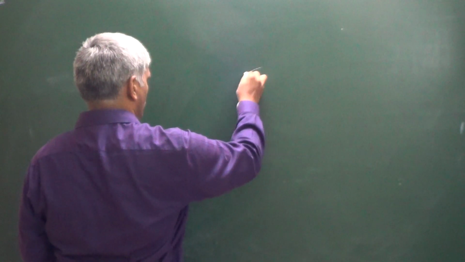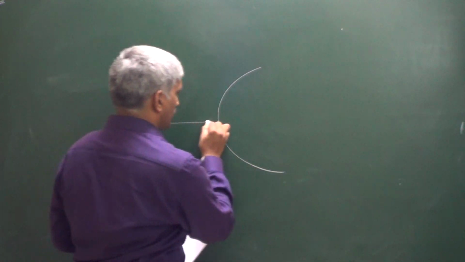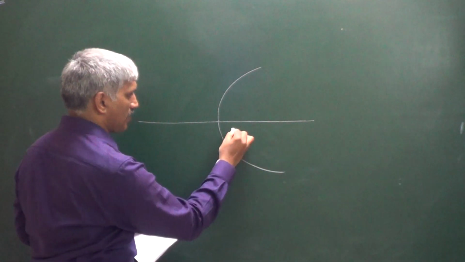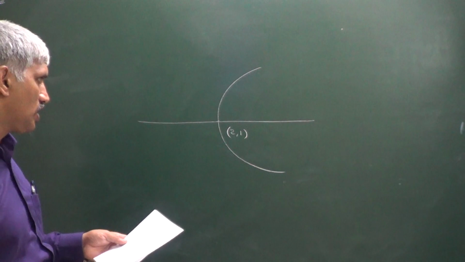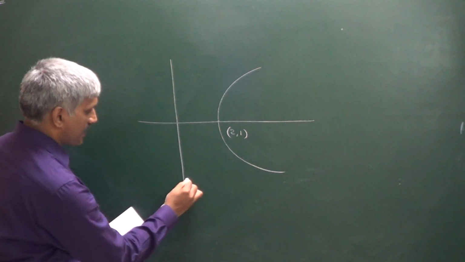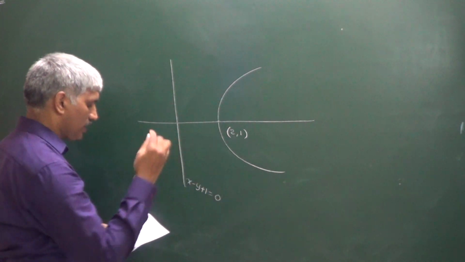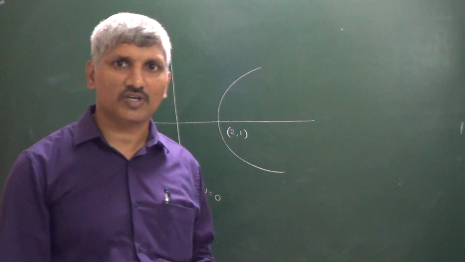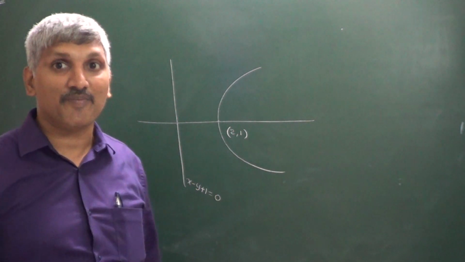Another question is given in this way. The vertex of the parabola is given as (2, 1), and the directrix is also given. The equation of the directrix is x minus y plus 1 equals 0. The vertex is given, the directrix is given, and then he is asking for the parabola equation.